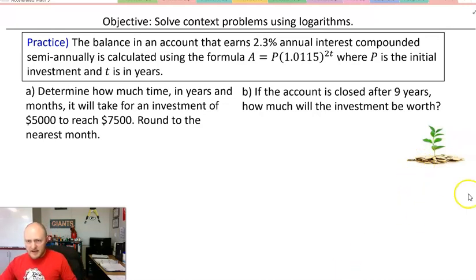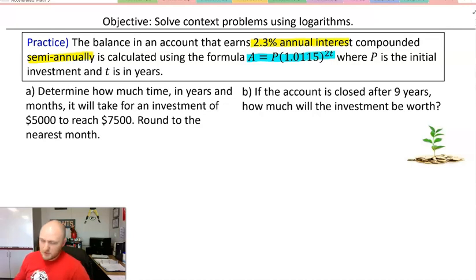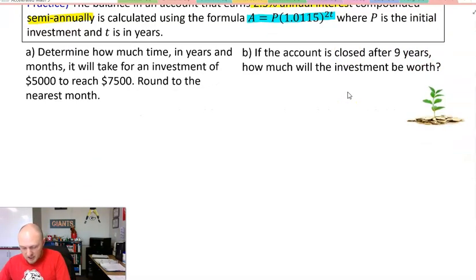All right, hopefully you went ahead and paused me. In this example, they again say the balance in the account earns 2.3 annual % interest compounded semi-annually and is calculated according to this formula: A equals P times 1.0115 to the power of 2t, where P is the initial investment and T is in years. They say, determine how much time in years and months it will take for our investment of $5,000 to reach $7,500, rounding to the nearest month.